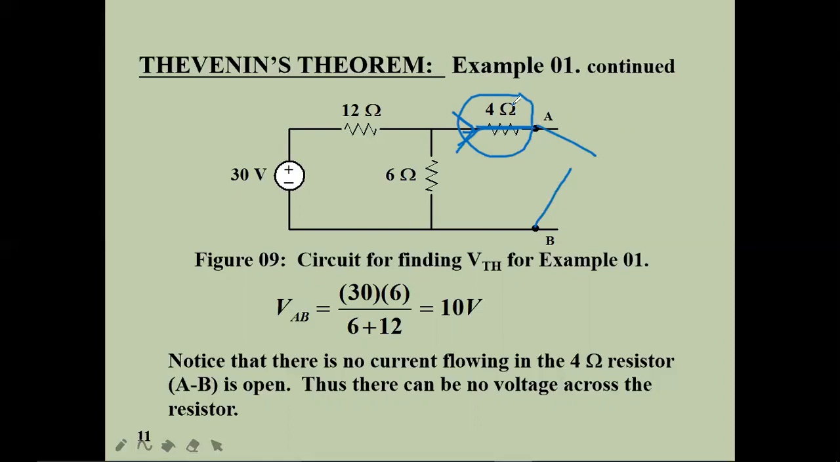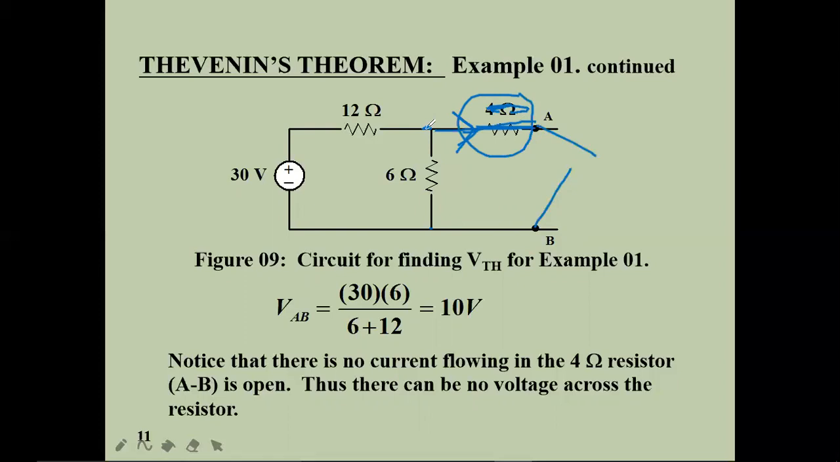So that is why I removed this. After removing, it looks like this. By removing the 4 ohms, the entire voltage will appear across the 6 ohms. The same voltage will appear across the A and B terminals. So if I measure across the 6 ohms, the same voltage will appear across VAB.